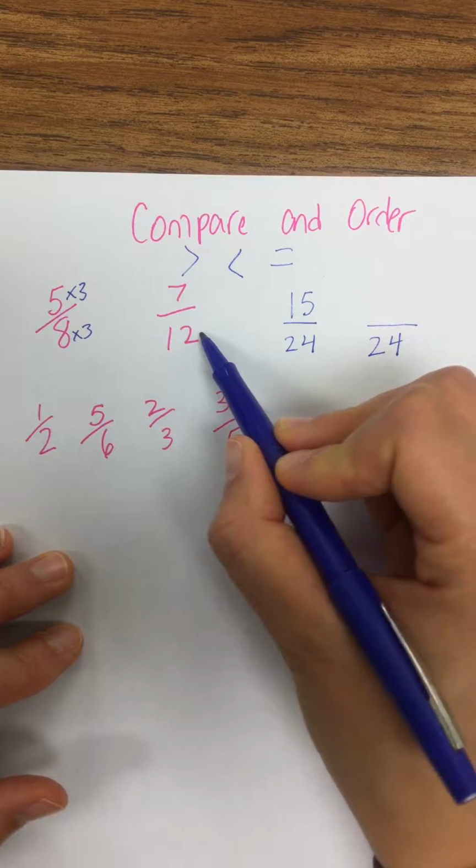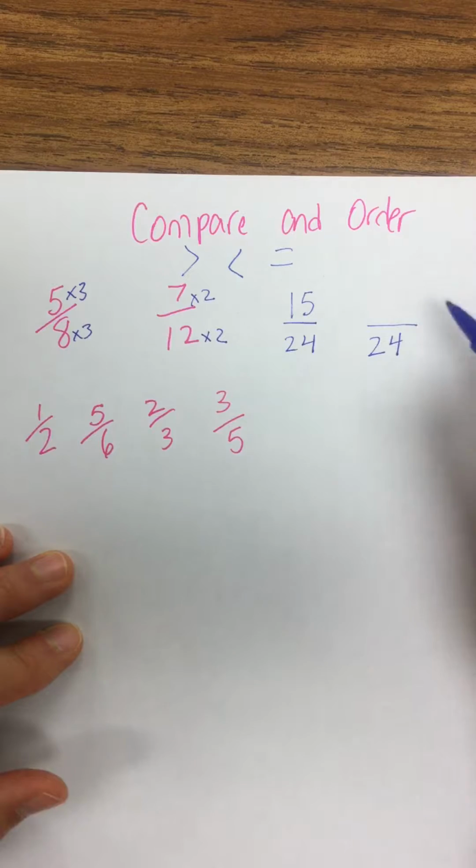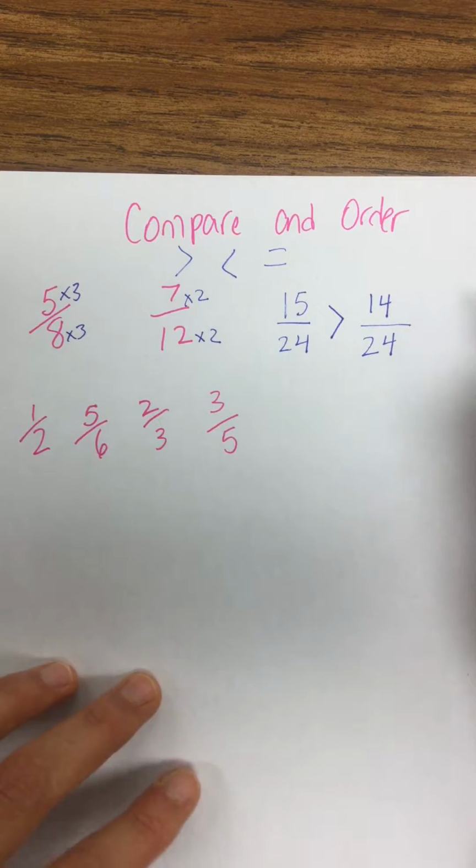The same thing goes for 12. I know 12 times 2 makes 24. I do the same thing on the top. 7 times 2 is 14. I know that 15 over 24 is greater than 14 over 24.